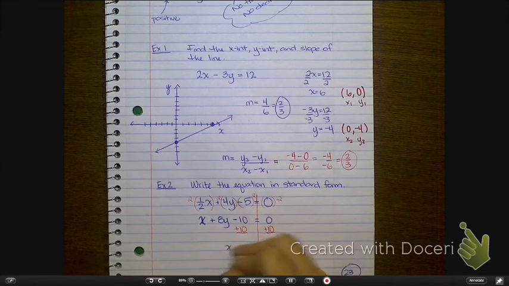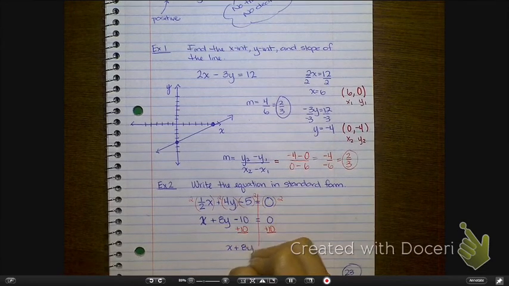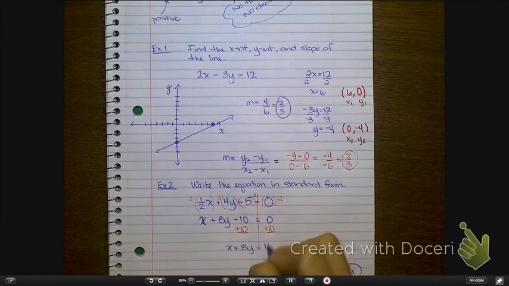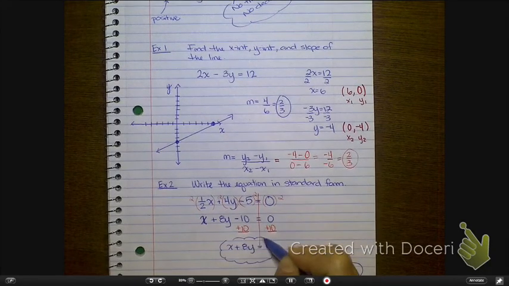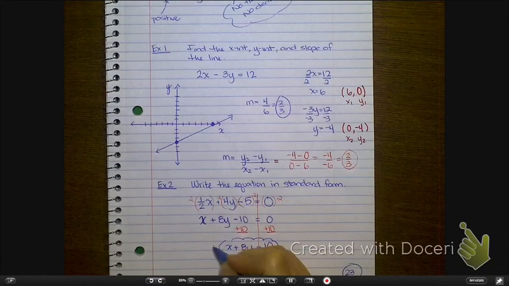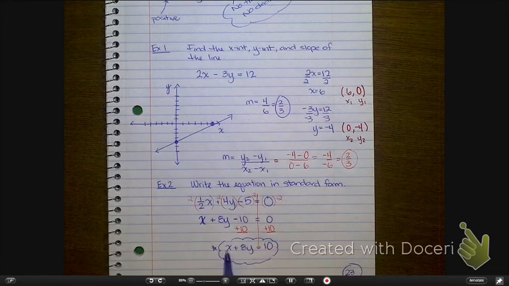Okay, and so we get x plus 8y equals 10. Okay, so this is now written in perfect standard form, right? There are no fractions. This number here, which is really 1, is positive, right? And the x and y are together over here in the right order. The constant, which is the regular number, is on the right side. Okay? Does that make sense?